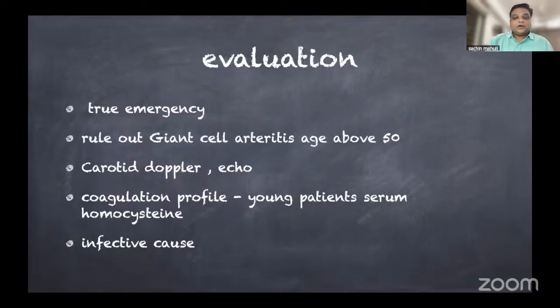types of occlusions. Coagulation profile is a must in young patients, especially serum homocysteine level or antiphospholipid, or for example, protein C or protein S may also be investigated for these patients, because young patients with such types of coagulopathy are also common nowadays, and we are also seeing, without any reason, post-COVID young patients coming with central retinal artery occlusions. Infective cause is very rare, but should be kept in mind. It could be a septic emboli, which can cause a picture of a CRAO.